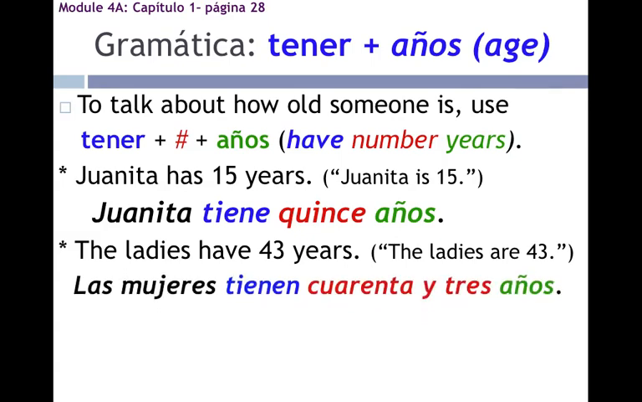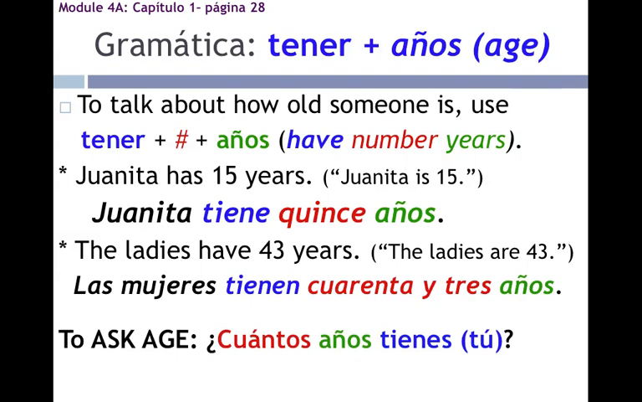Las mujeres tienen, because you could replace las mujeres with ellas, you need the form tienen, the plural, third person. Las mujeres tienen 43 años. Don't forget the años. So let me ask you the question now. ¿Cuántos años tienes? ¿Cuántos años tienes tú? So answer the question and tell me how old you are. Don't say yo soy. Don't turn yourself into a number. Yo tengo, and give your number and your years.